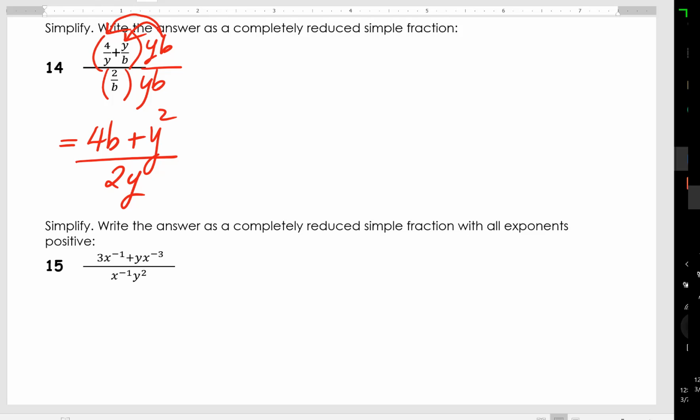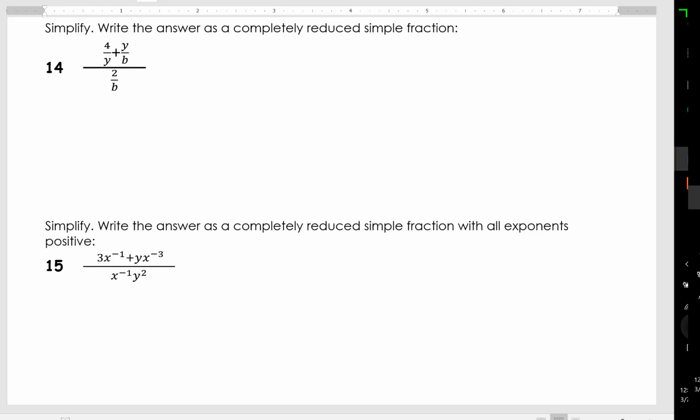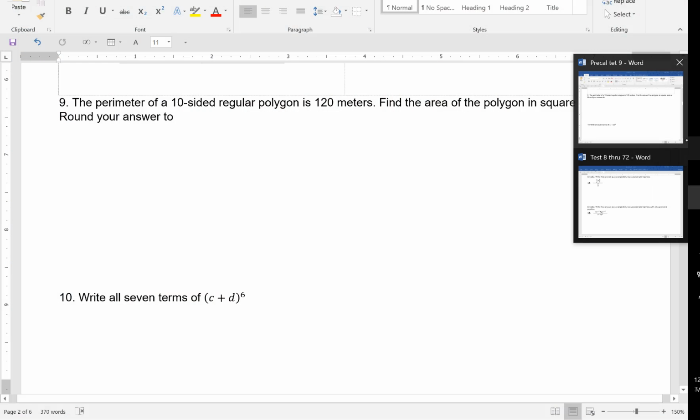All right, so let's look at the other way to do this. The other way to do it is to get a common denominator in the numerator and add those two fractions. So in the numerator here, we have this sum of two fractions. What we want to do is get a common denominator and add those fractions together so that they are just one fraction. So doing it off to the side here, I'm going to add 4 over y plus y over b. Now again, for these two fractions, the common denominator is yb.